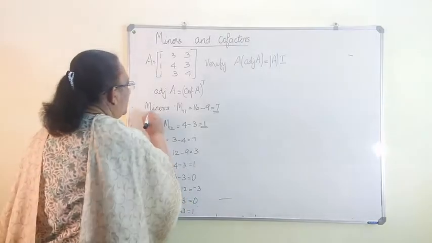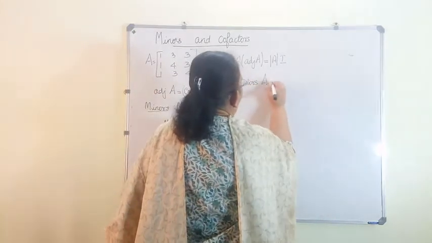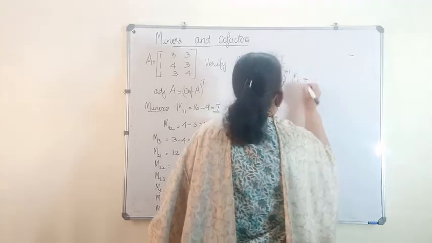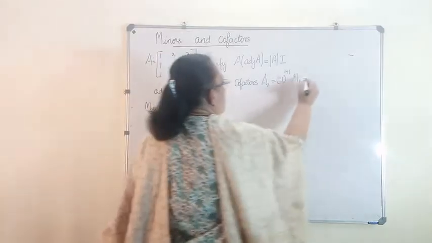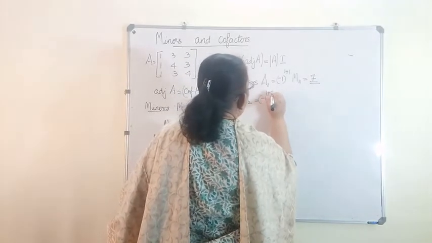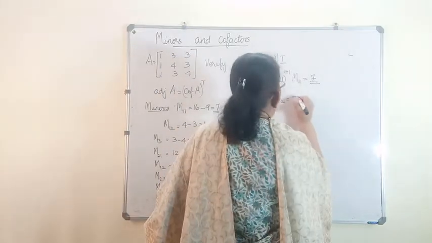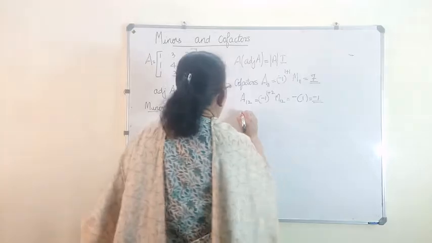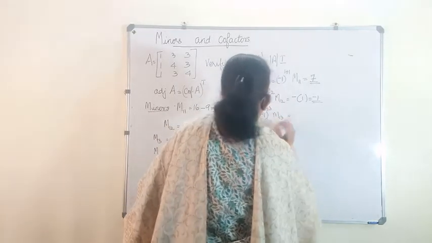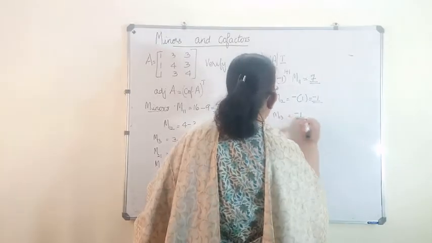Okay. So from these minors, you can get the cofactors. Cofactor A11 is equal to minus 1 raised to 1 plus 1, the suffix, into M11. Minus 1 raised to 1 plus 1 is positive. So it is equal to 7. A12 is equal to minus 1 raised to 1 plus 2 into M12. Minus 1 raised to 1 plus 2 is negative of 1. So negative of 1 is equal to negative 1. A13 is equal to minus 1 raised to 1 plus 3 into M13. Minus 1 raised to 1 plus 3 is 4, that is positive. So this becomes positive into negative, equal to negative 1.